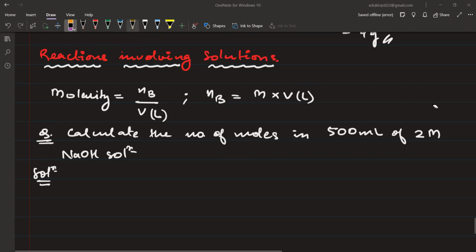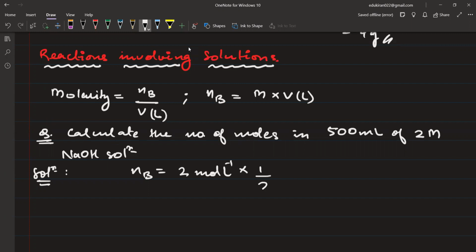And Abdullah have not got the answer. Abdullah, please send the answer. 1 mole of NaOH. Moles, correct. The number of moles of solute will be equal to the molarity, which is 2 moles per liter, into 500 ml, which is 1 by 2 liters, right? Half liter. So 2 and 2 will cancel each other out, and you will get 1 mole, and liter inverse and liter will cancel each other. So 1 mole of NaOH.